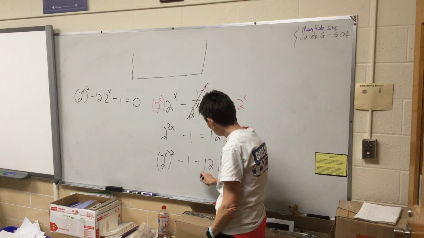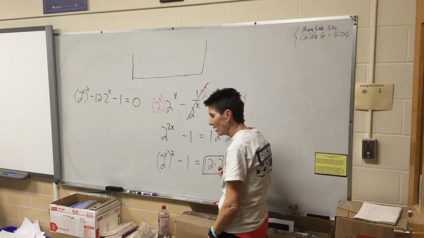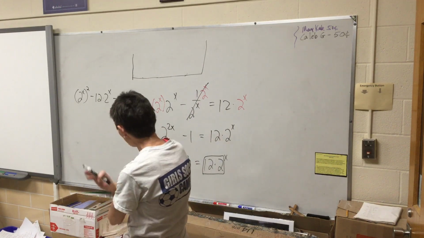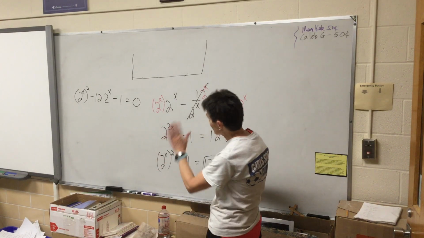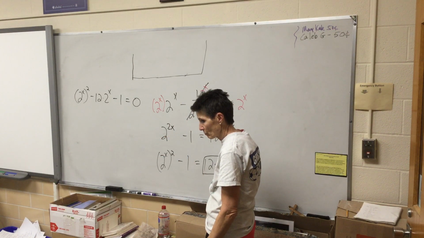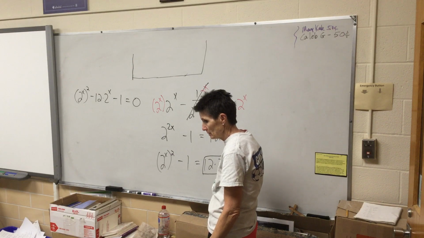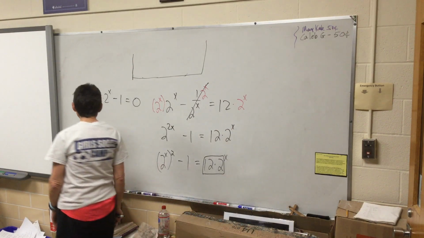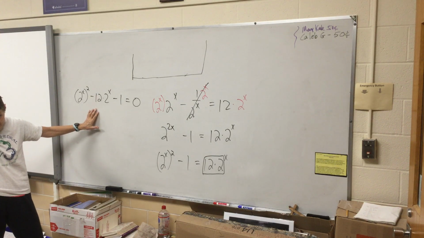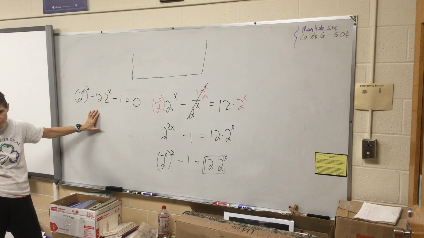Now, remember, in expressions like this, you never combine. That can never be combined, ever. So it's going to stay 12 times 2 to the x. Now, get ready to be blown away. This is a quadratic equation. This is an equation that we're either going to factor or use the quadratic formula on.